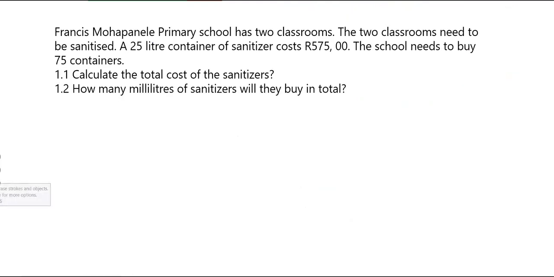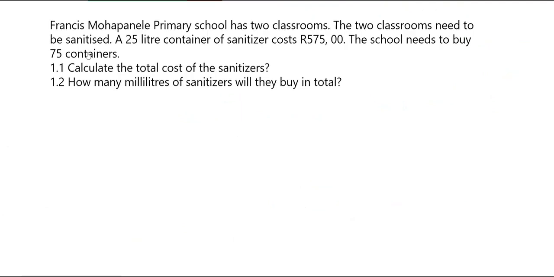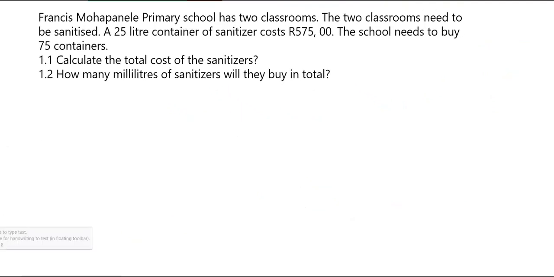Now let's see here, what do we have? The next question here is asking us, Francis Mapanele Primary School has 2 classrooms. The 2 classrooms need to be sanitized. A 25-liter container of sanitizer costs 575 rand. The school needs to buy 75 containers. So you see this is 75 containers of 25 liters. Calculate the total cost of the sanitizers.